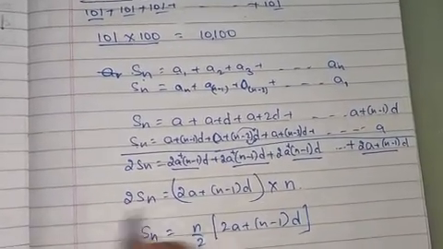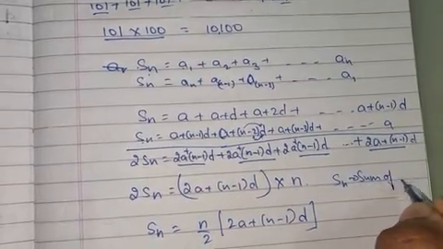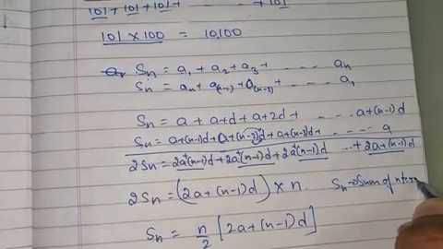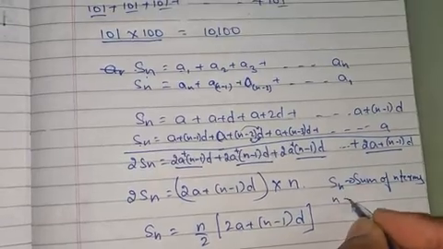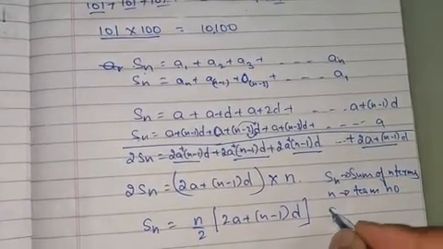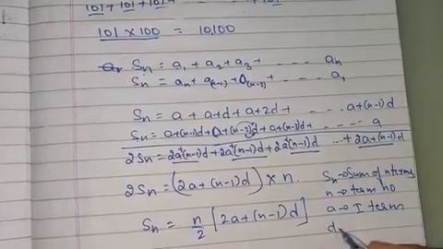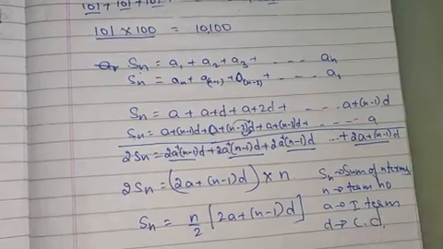So where Sn is sum of n terms, n is term number, a is first term, d is common difference.